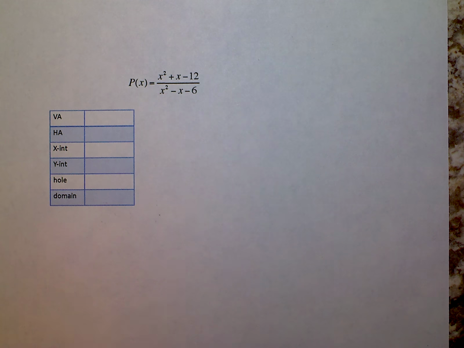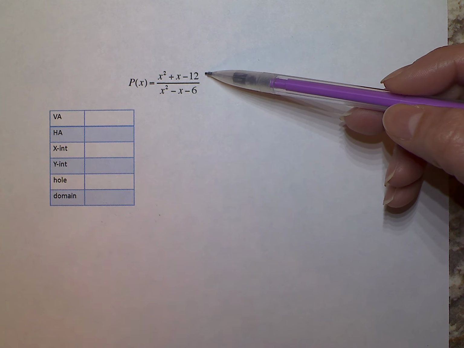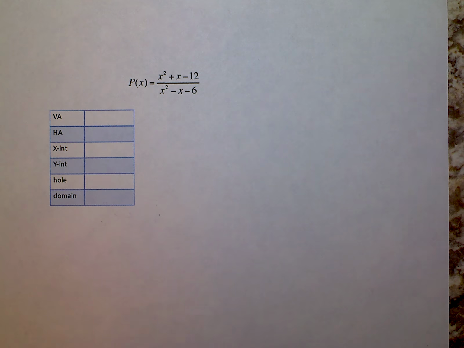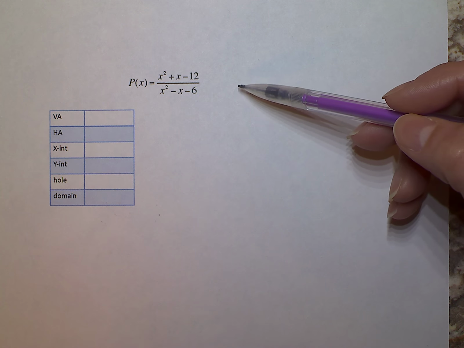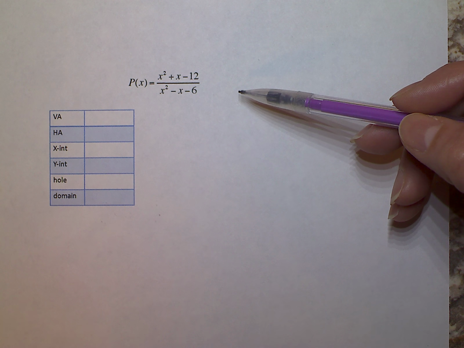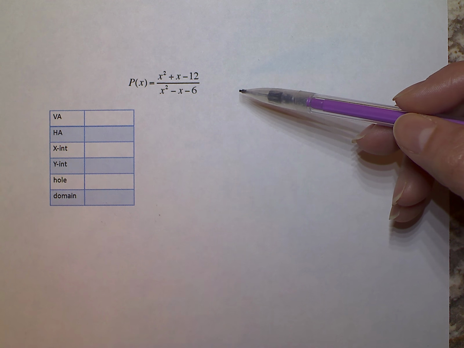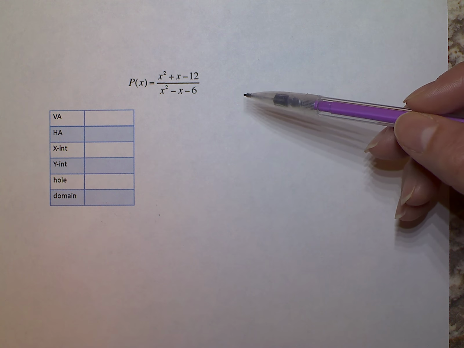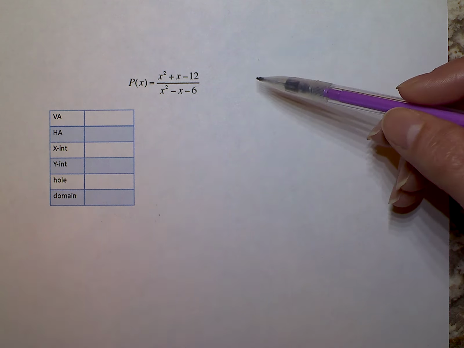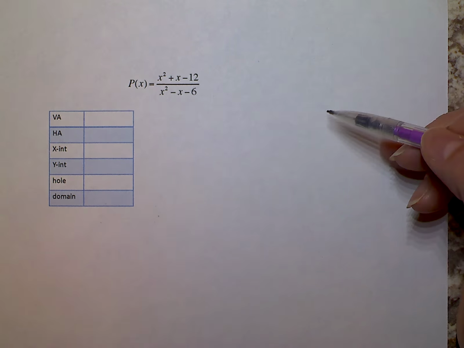Here's the next one. I have x squared plus x minus 12 over x squared minus x minus 6. I want you to take a few minutes here without me. I want you to pause the video, factor it up, and reduce it if possible. If it reduces, it's because it has a hole. Go find all the pieces that you can remember how to find and then come back to me, okay? Alright, start by factoring. I'll see you back here.